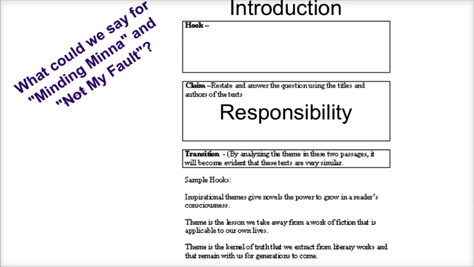Okay, so please be ready to begin our hook, claim, and transition to be working with our introductory and conclusion paragraphs as we prepare to write our first draft of our first literary analysis task essay in our writer's notebooks.